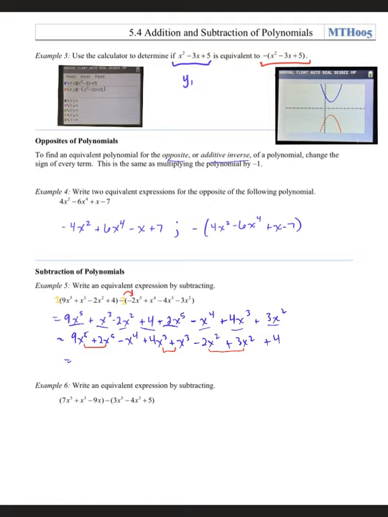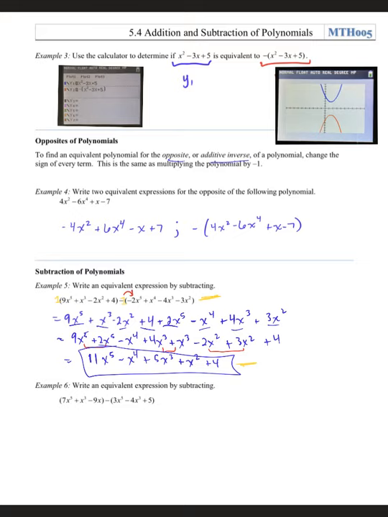So we have a final answer of 9 plus 2 is going to give us 11x to the fifth minus x to the fourth. This would be plus 5x cubed plus x squared, and lastly plus 4. And that would be our final answer there. Again, you'd want to make sure you can use your calculator. Type this into y1, type this into y2, and make sure those graphs line up.